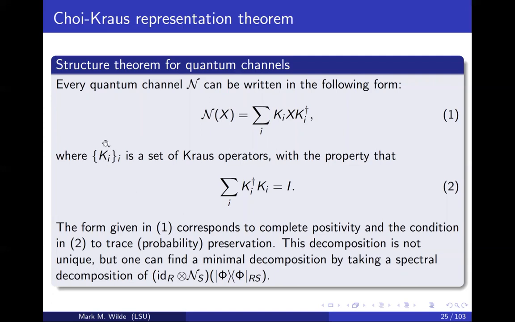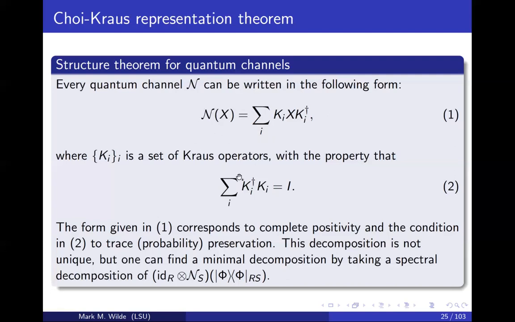well, each K_i should be a dB by dA matrix, where dA is the dimension of the input and dB is the dimension of the output. So X should be a dA by dA dimensional matrix, and then this K_i can act on that and produce an output. So what you do is you sandwich the input operator by K_i and K_i dagger, and you sum over all of them, and then that gives you the output of the quantum channel.